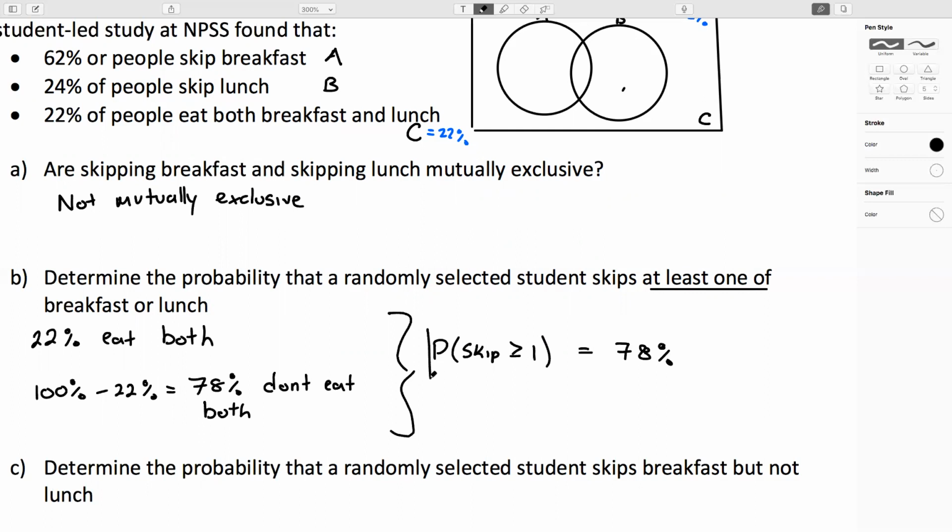So people are apparently more likely to skip something in the morning. And this is fake information. This is not a real survey. Could get you to do a real survey though.